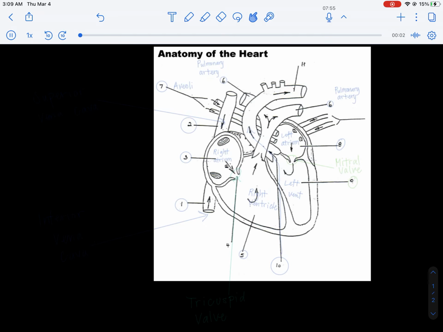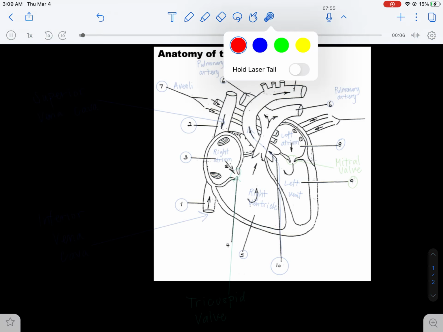Hello, my name is Melissa, and I recently learned how blood flow works in the heart, and I'm excited to share what I learned, especially if you're struggling to learn this.